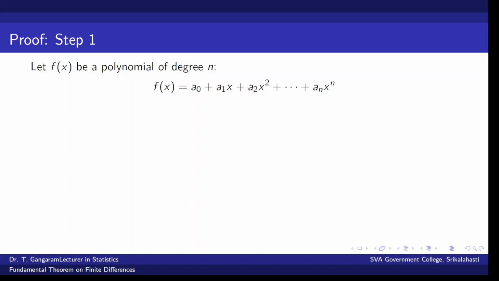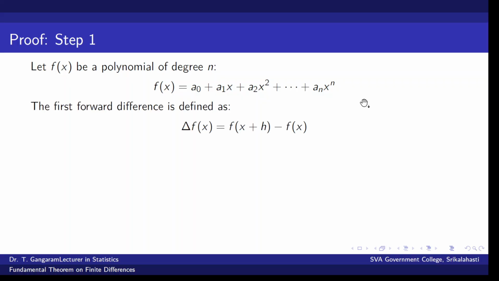Let us look at the proof. We know that the polynomial of nth degree is written as f of x is equal to a0 plus a1x plus a2x square, so on an x power n. By definition of first forward difference, delta f of x is equal to f of x plus h minus f of x. Here h is the interval of difference.